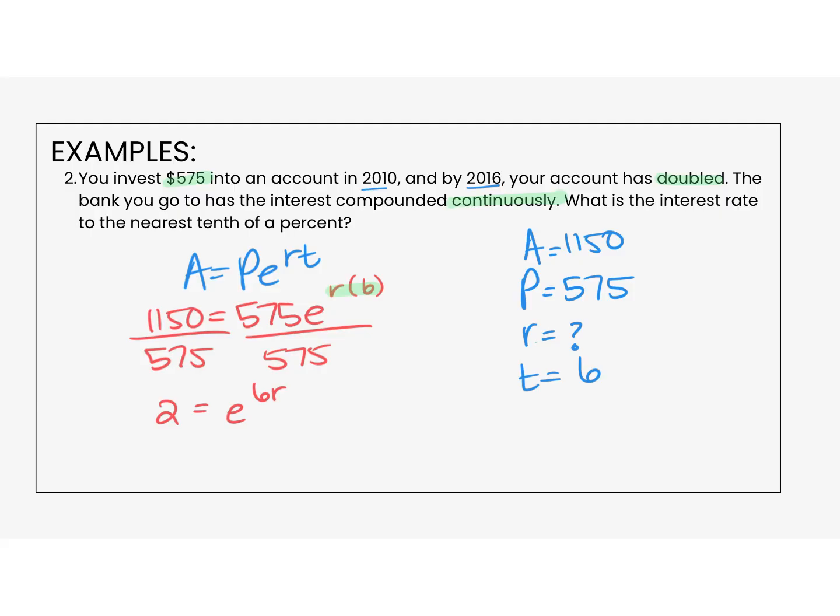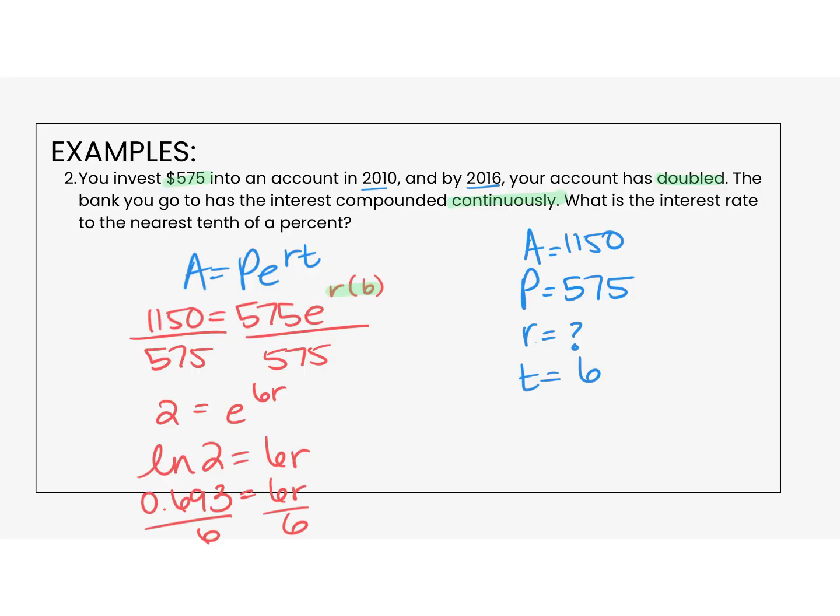And so my next step is that I need to rewrite it in logarithmic form. So because I have an e, I'm going to use the natural log. So it would be log base e, which we know is the natural log of 2 equals 6r. And remember, natural log of 2 is just a number, so I'm going to evaluate that. I get 0.693 equals 6r, so then divide by 6.